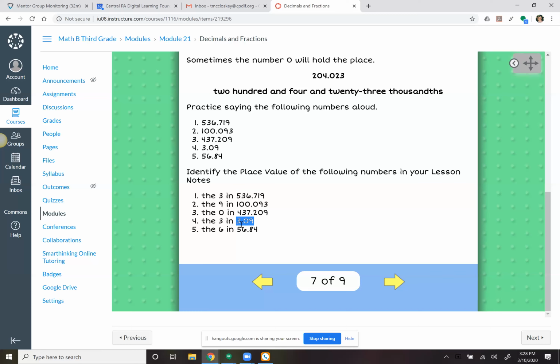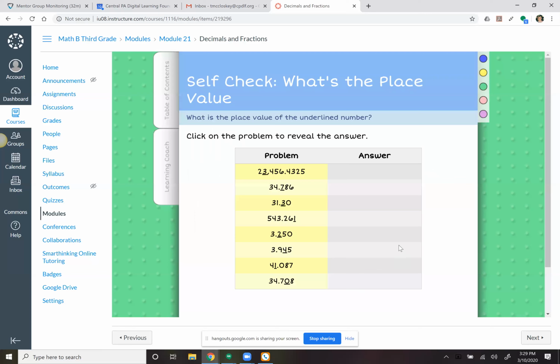In the ones. Good, because it's the very first one after the decimal. All right. 56 and 84 hundredths. Where is the 6? The ones place. Good. You got it. You got it.